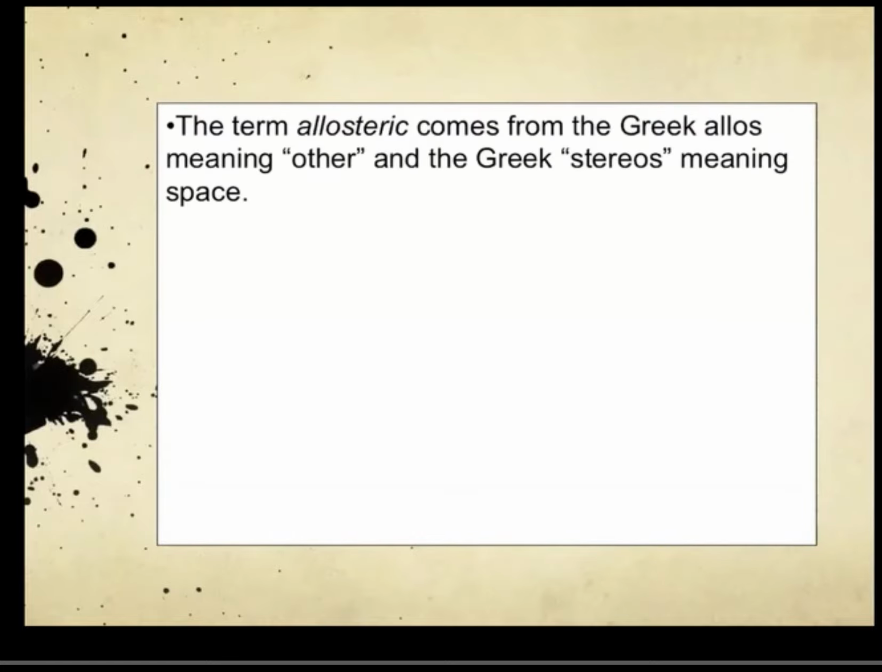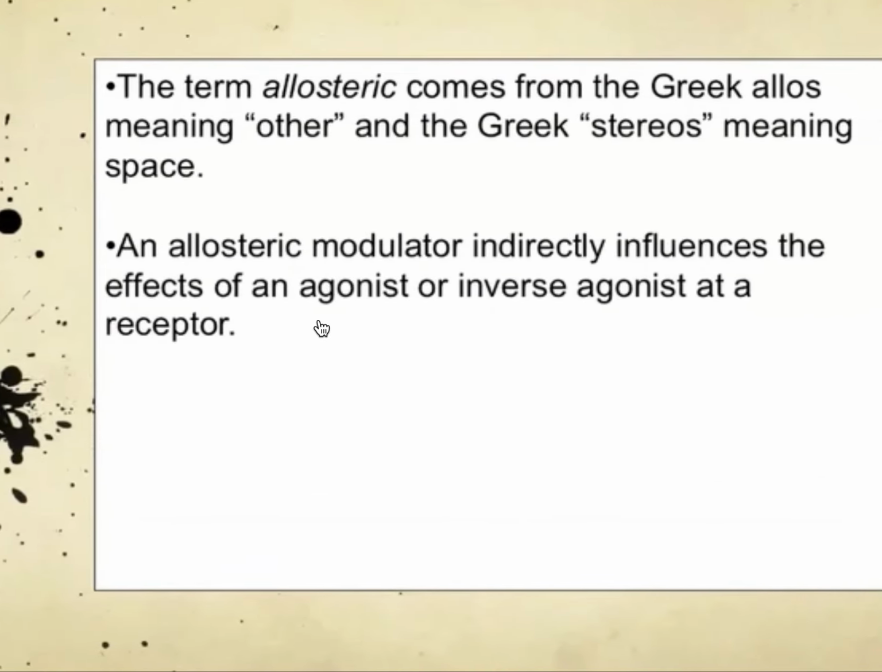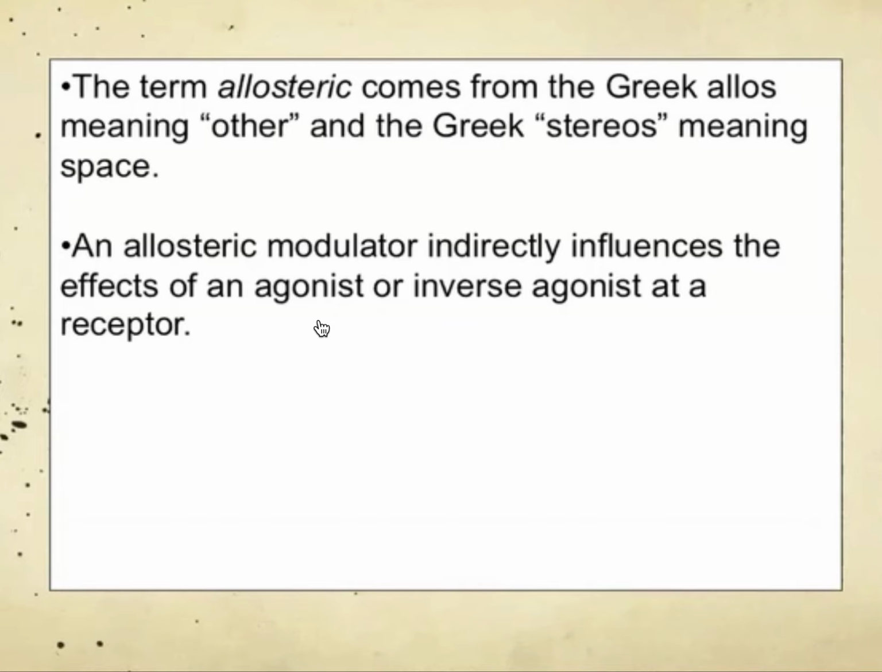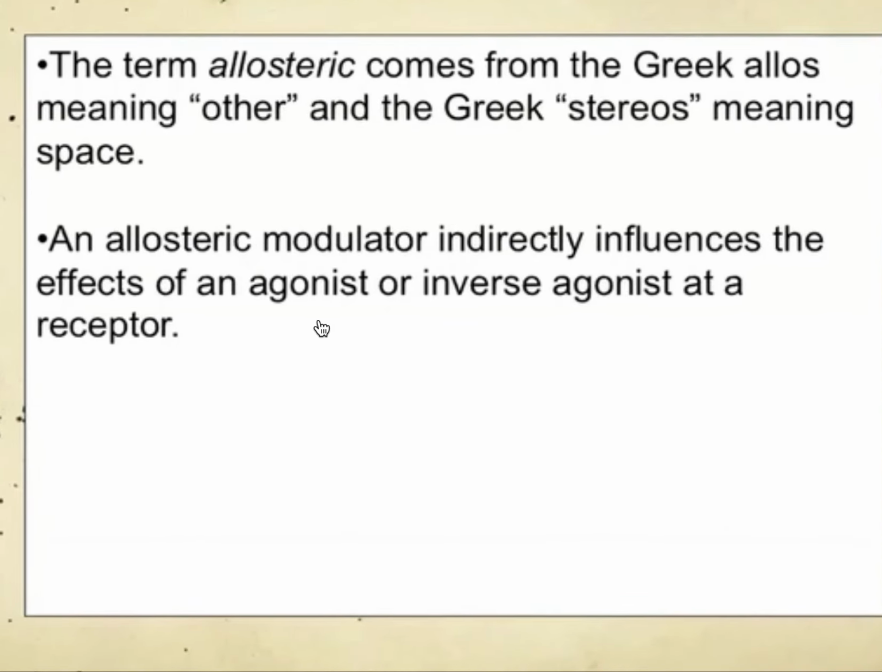So the word allosteric comes from the Greek stereos meaning space, allo meaning other. So for example, like an allograft. So an allosteric modulator can influence the agonist or antagonist effects on a molecule as well.